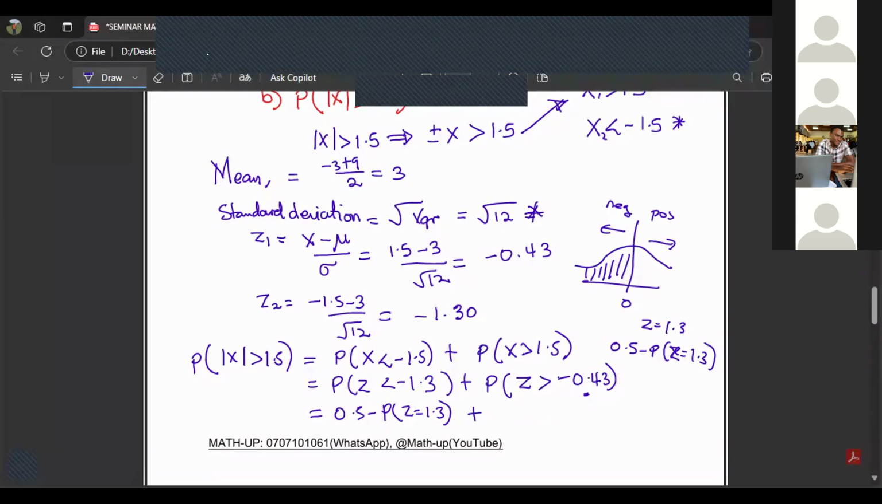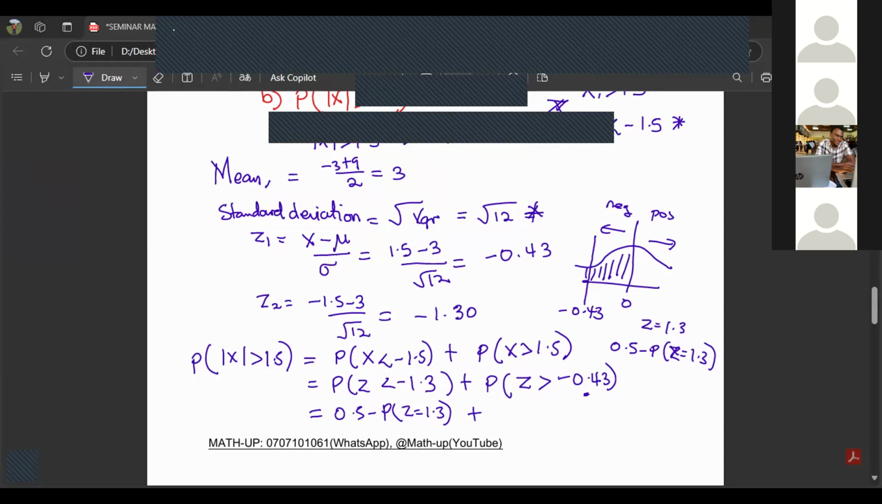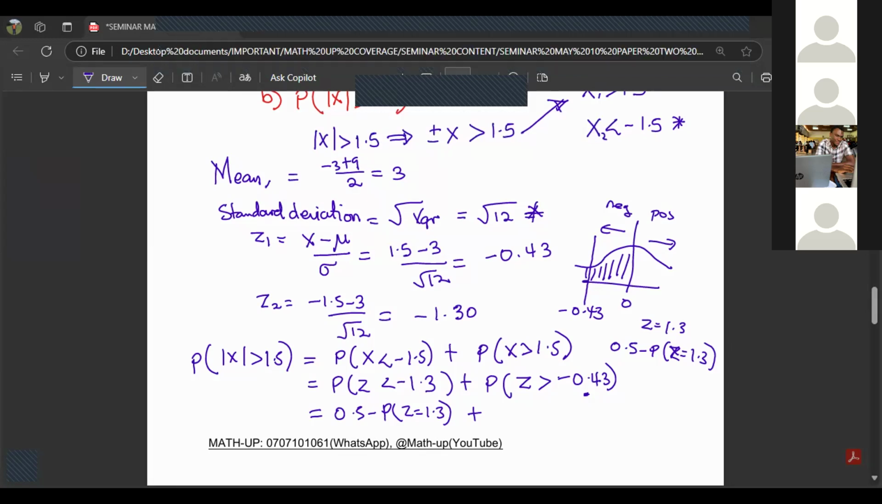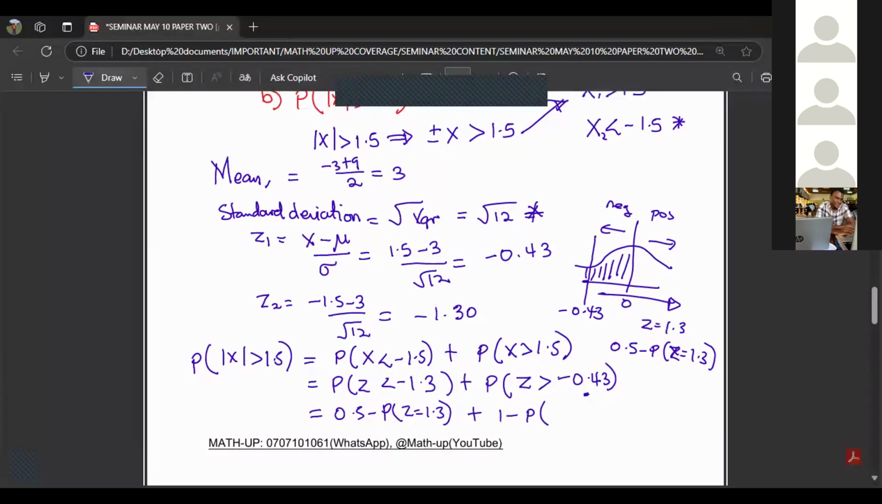Greater than 0.3, that 0.43, that means it's about here. Negative 0.43 is about there. So we shall have 1 minus, because now we're looking at everything greater than 0.43, so we're looking at everything towards the right. We shall have 1 minus the probability of z less than 0.43. Yeah, and then I think this will give us our answers.